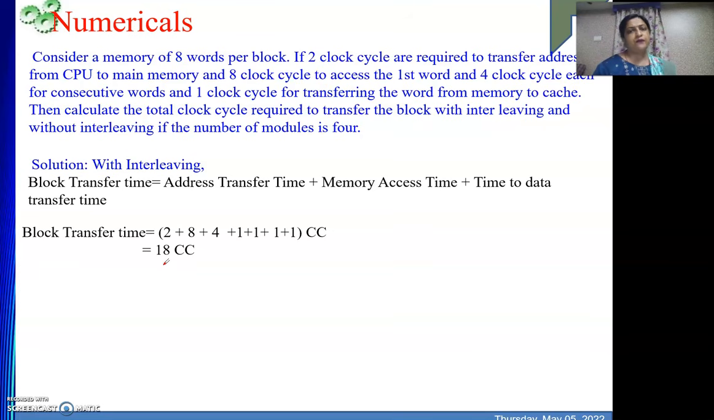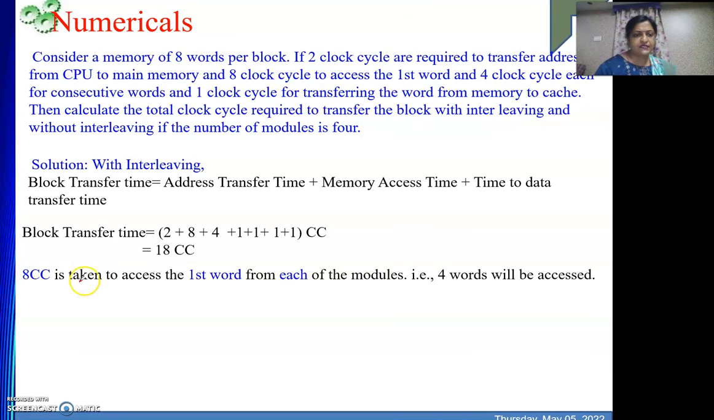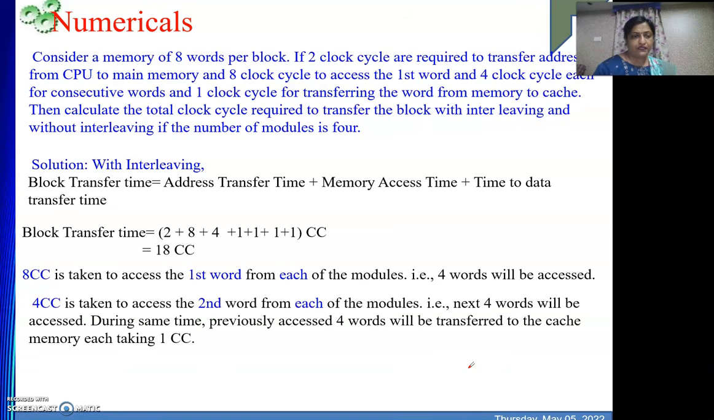And we are having 4 modules, and the size of my block is 8 words. So 8 clock cycles are taken to access the first word from each of the modules. How many words will I get? 4 words. Now my duty is to send these 4 words to the cache memory and to get the next data from the modules. For that, 4 clock cycles are taken to access the second word from each of the modules, so the next 4 words will be retrieved. During the same time, the previously accessed 4 words will be transferred to the cache, each of them taking 1 clock cycle, right?